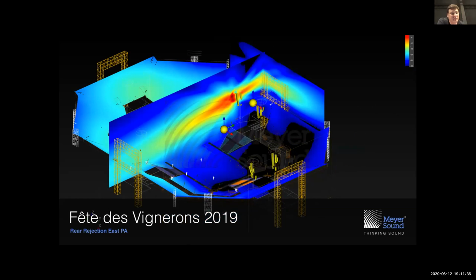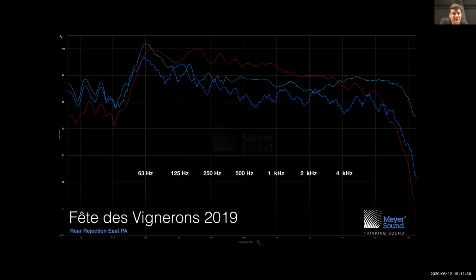This is the rejection from east to west. Same problem. And so same confirmation using prediction software and same delicate angling. That's an example of the rejection.